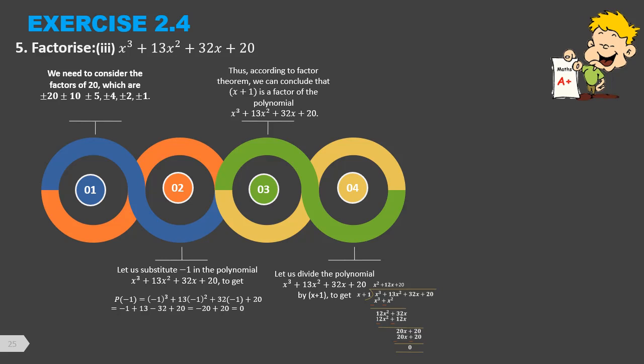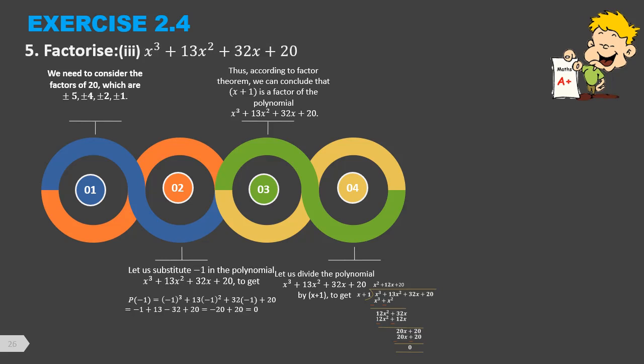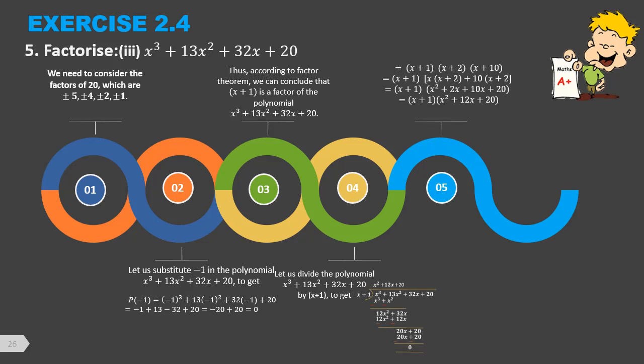Now let us continue the process. When we have to factorize, the whole cubic polynomial can be expressed as dividend equals divisor into quotient plus remainder. So the dividend given is p of x, the divisor we decided was x plus 1, the quotient given is x square plus 12x plus 20, and the remainder will be 0. So we have to factorize x raised to power 2 plus 12x plus 20.